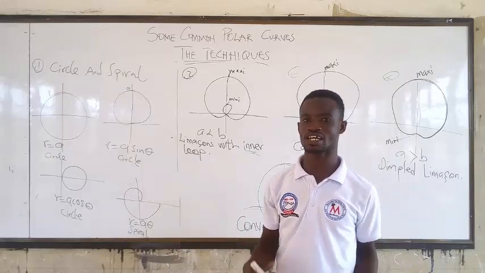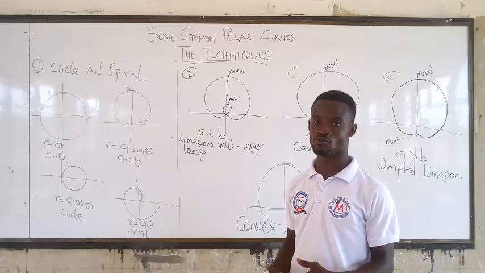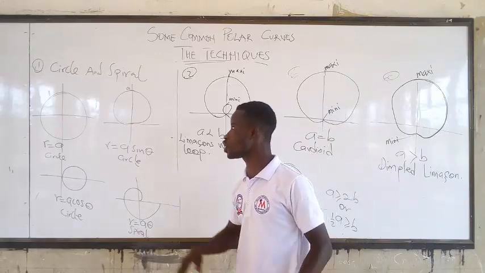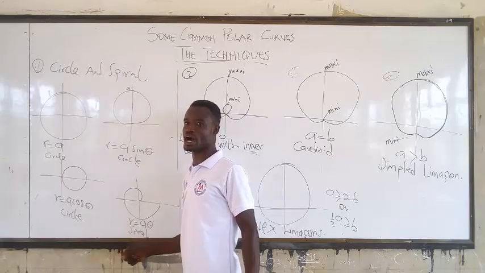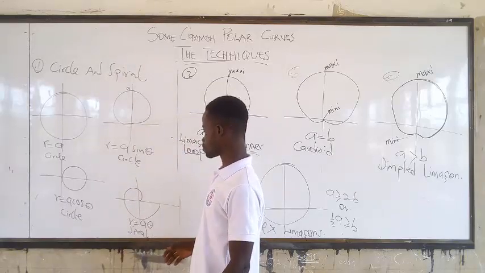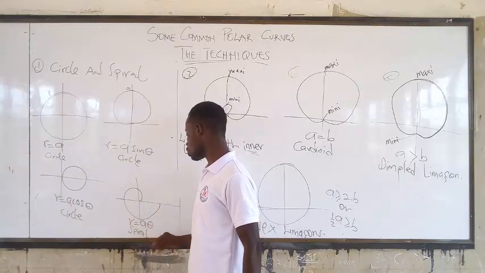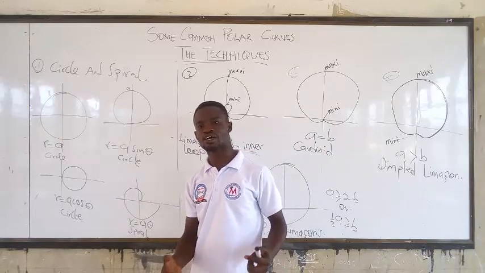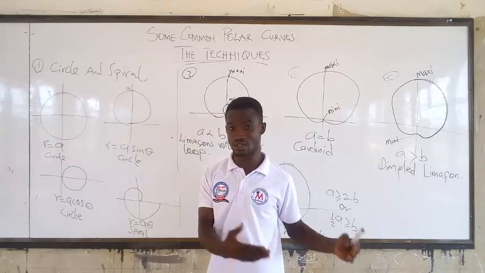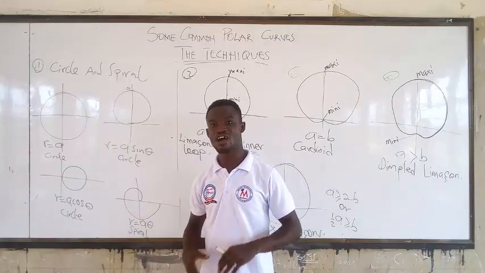Some techniques too that you need in order for you to identify such graphs quickly. Alright, so the first one we want to look at is a circle and a spiral. Let me first go straight to the spiral because the spiral is only one here. The spiral is r = aθ, where a is a constant, so it can be r = 2θ, 3θ, 5θ.